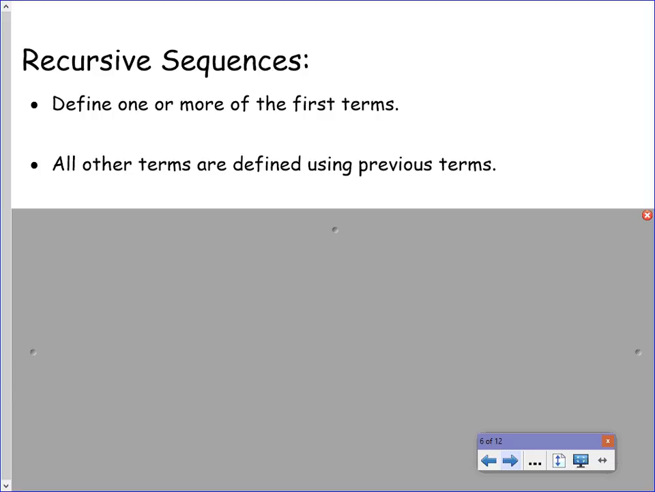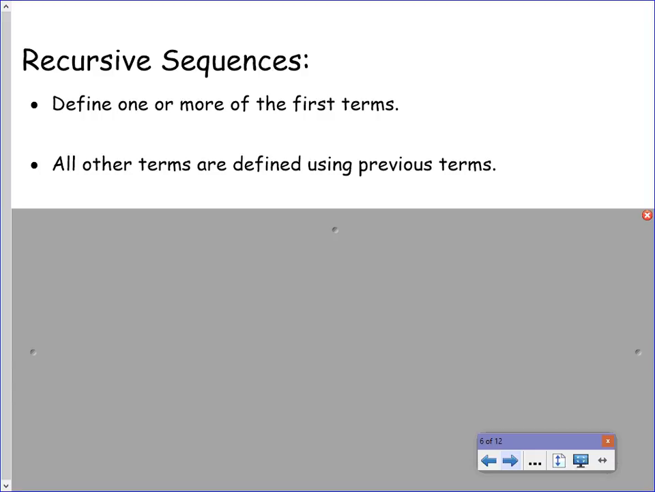This is going to take us to, was it Austin that gave us n plus 4? Who was that gave us n plus 4? Yes. Okay, this is called a recursive sequence. A recursive sequence defines one or more of the first terms. So usually you just get one term, like they'll tell you what a sub 1 is. Sometimes you get multiple terms. And then all of the other terms are defined using a previous term.